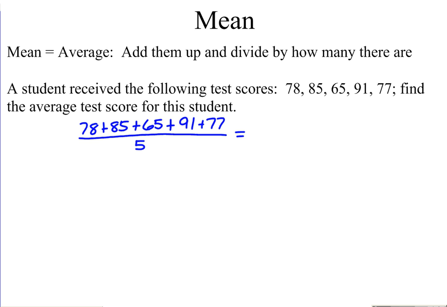Make sure you follow order of operations. You must do the entire numerator here first, then divide by 5. Add all those up, you get 396. Divide by 5. 396 divided by 5 is 79.2. So the average or mean test score for the student was 79.2.